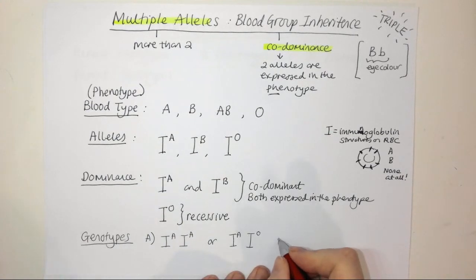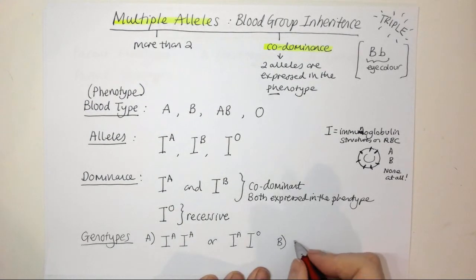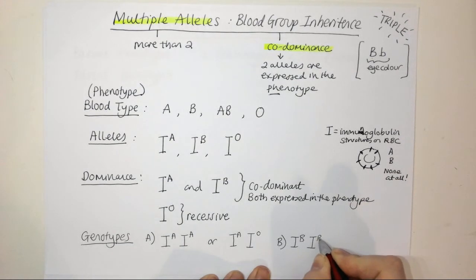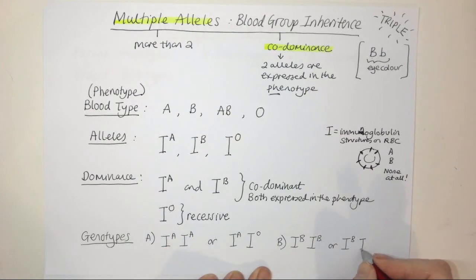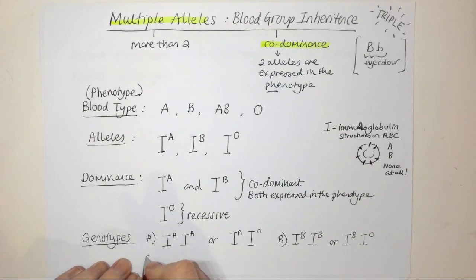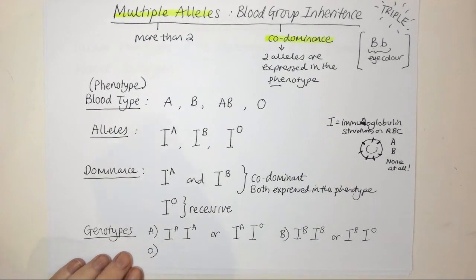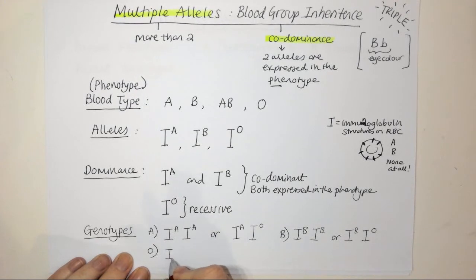If I want to look at blood group B, well, I can be homozygous, the same, or I can be heterozygous. Remember, O is recessive to A and B. If I want to look at somebody who's blood group O, well, there's only one particular combination that we can have of those alleles, and that's this, simply because the O is the recessive form.